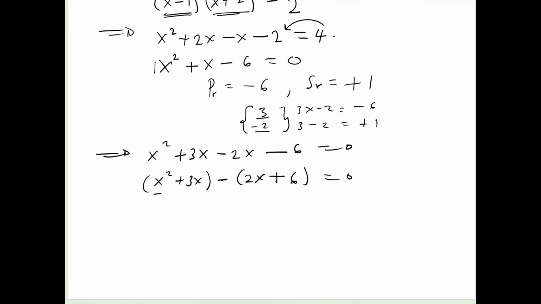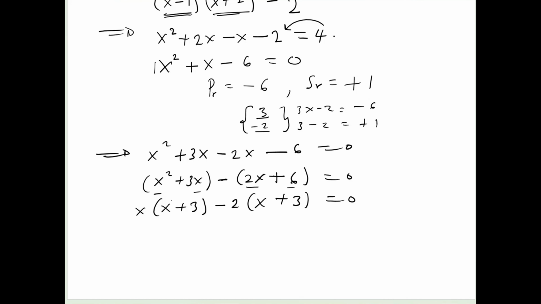Now what are the common factors here? The common factor here is x. You take it out. So what remains here is x, because x squared divided by x will be x, plus 3x divided by x will give you 3. Close the bracket. Minus. What's the common factor between 2x and 6? That will be 2. Take 2 out. Here you will be left with x plus 6 divided by 2 will give you 3, and that will be equal to 0.